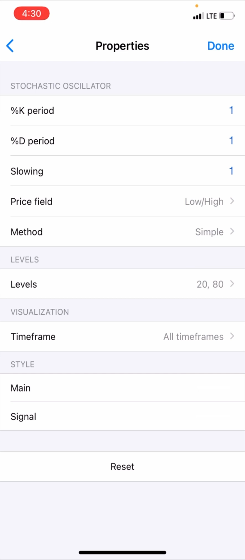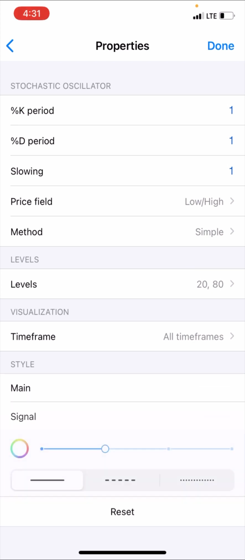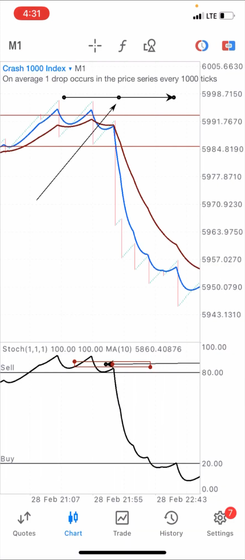And then for the visualization, please ensure that the main style is the same color as the background of your chart. Since I'm using a white background, I'm leaving it on white, and the second one should be the same thing, also the background color of your chart. If you're using a dark background, make sure that you're using a dark color, of course black. All right, you're done with that. You simply click done, and you already have the complete setup.